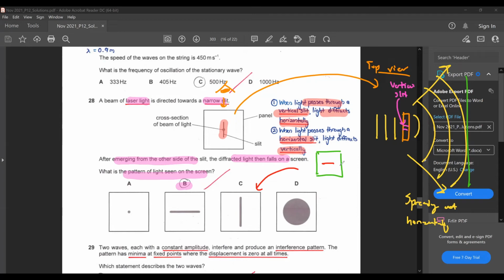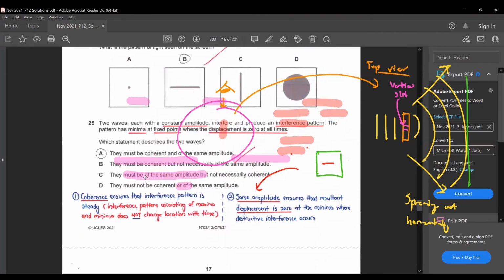Okay, this one is for number 2. If you're given a horizontal slit and they ask you what's the pattern you see when light is diffracted, it's supposed to be C. This one is the light diffracts vertically. But your case here is that you're given a vertical slit, so your light should diffract horizontally, which is this answer here. So this one should be okay.